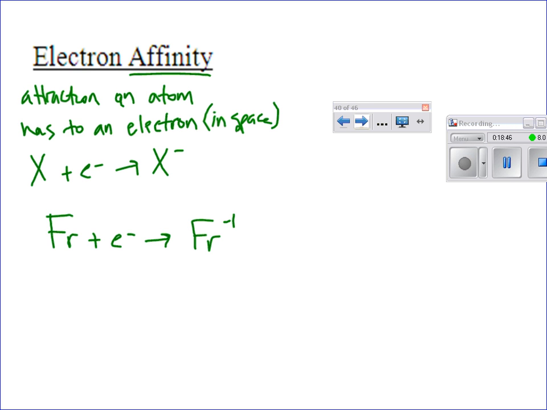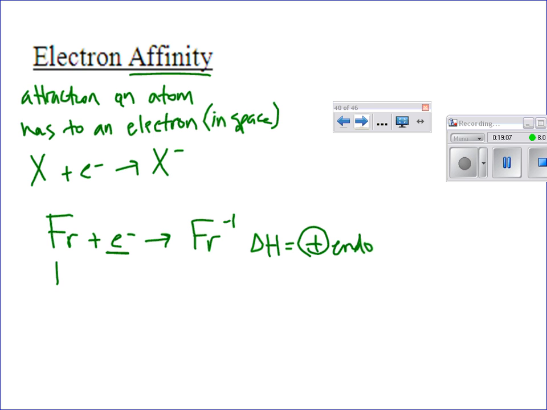It's doing everything to get rid of its electron. It's so incredibly reactive, it's throwing its electron. So why would it want to take an electron? It doesn't. So to make that happen, I have to put energy in. That's endothermic, putting energy in. So francium's electron affinity is a very big positive number.